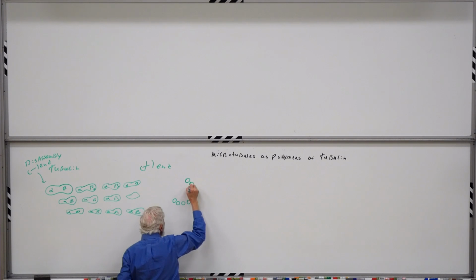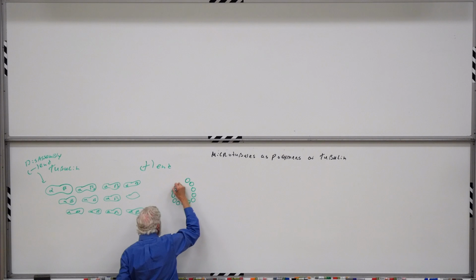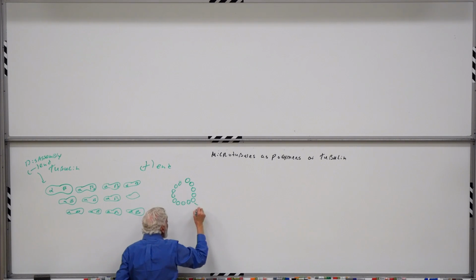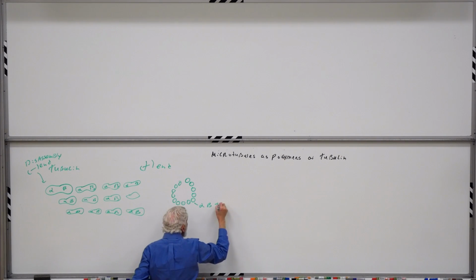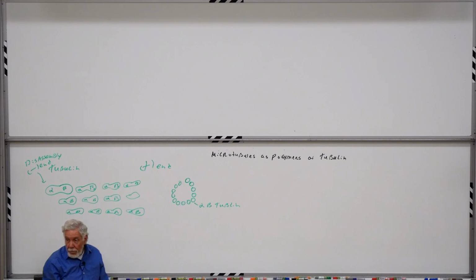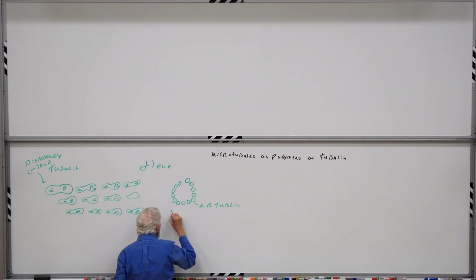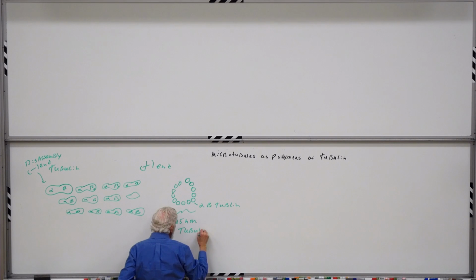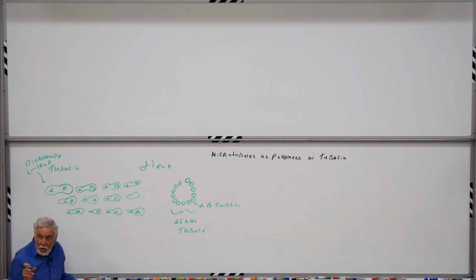of these. There are 13 alpha beta tubulins oriented in this circle. And this provides now a 25 nanometer tubule. It's 25 nanometers in diameter.